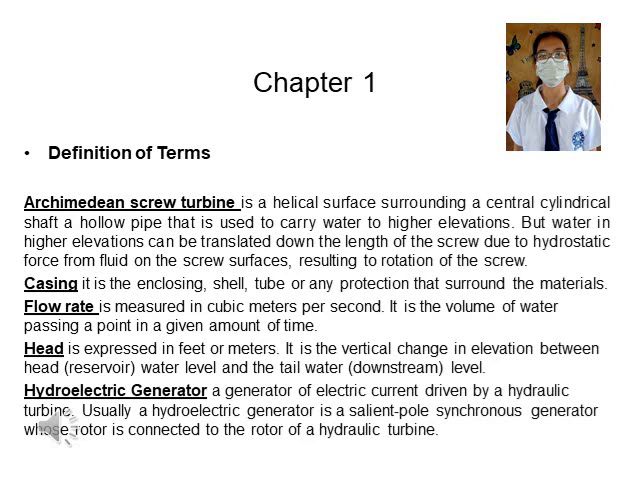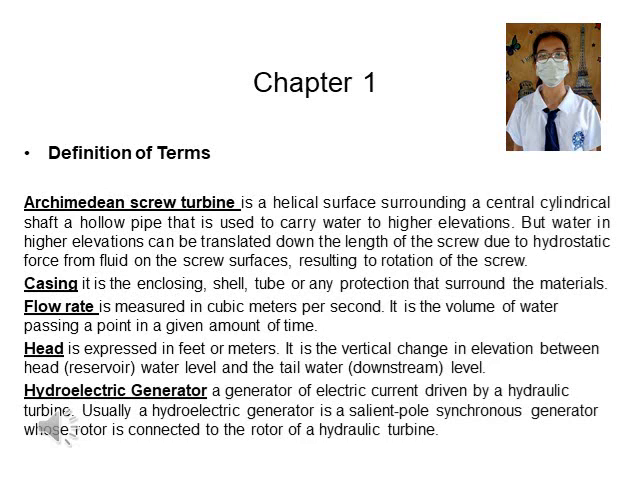Casing. It is the enclosing shell, tube, or any protection that surrounds the materials. Flow rate is measured in cubic meters per second. It is the volume of water passing a point in a given amount of time. Head is expressed in feet or meters. It is the vertical change in elevation between the head water level and the tail water level.